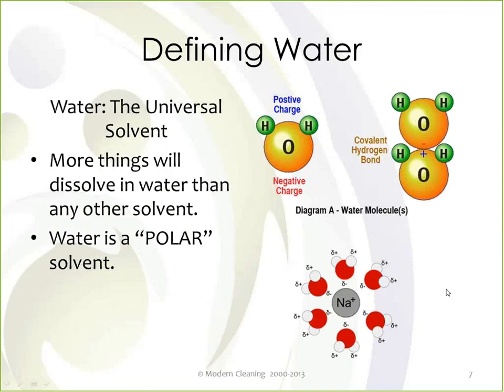And here we have our universal solvent. The water molecule has a positive and a negative charge, and it loves to bind with things. That's why it's called the universal solvent. It's polar. It likes both positive and negative atoms. And the image on the bottom is actually water molecules surrounding a sodium ion. It really loves ions, and it doesn't matter what they are.